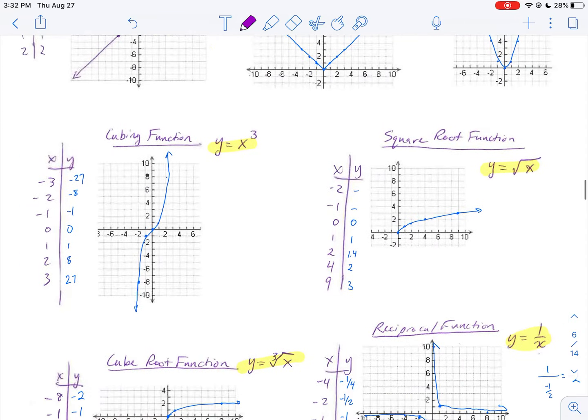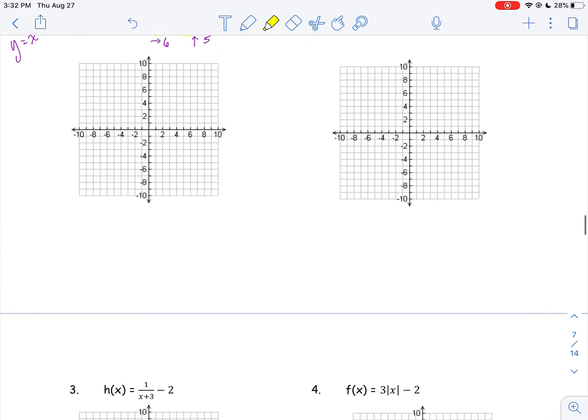So if you need to, go back and look at your cubing function. That's what it looks like. You can see 3 kind of points here, and then the points 2, 8, and negative 2, negative 8. We can do those exact same things down here.